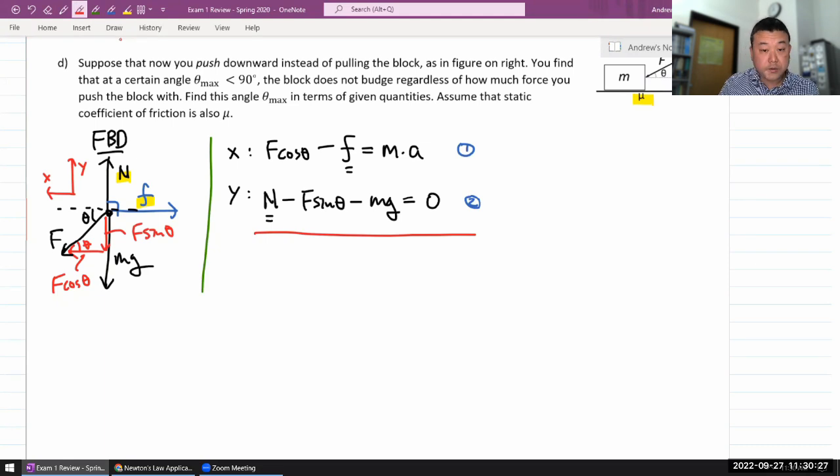So counting my unknowns, I don't think I know the applied force. It's saying you find a certain angle, it does not budge regardless of how much force you push. So F could be infinity, but I don't know F. I think that's what it comes down to. I don't know friction, and acceleration. I think I know because it's not going to budge. So I can say my acceleration is 0. That's useful, I think. Let's keep going. Okay, I don't know normal force. So already I have three unknowns and two equations.